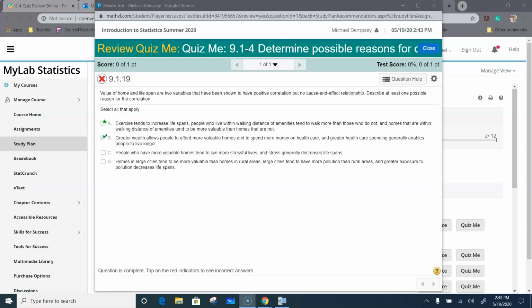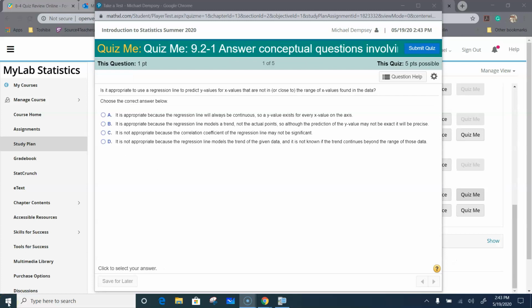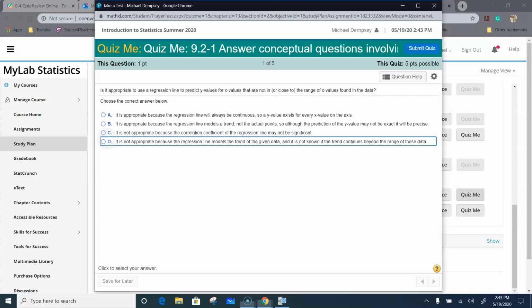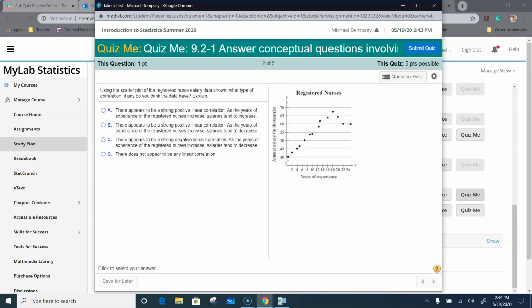the greater wealth. Okay, is it appropriate to use a regression line to predict y values for x values that are not in the range of x values? That's not. We call that extrapolation. So it should be not appropriate because of D. So this would be like using shoe size to predict reading level. That would work at elementary school, but if we move past that, probably not a great idea.